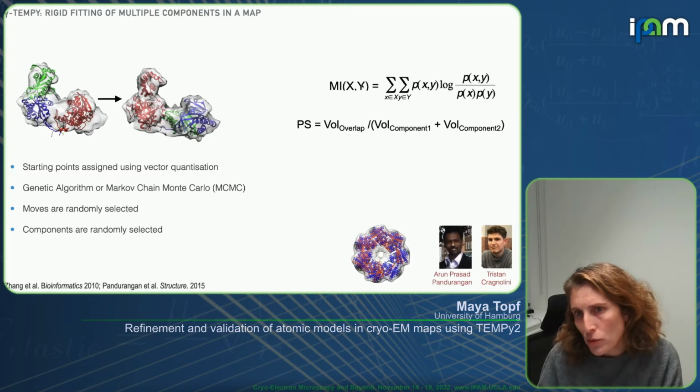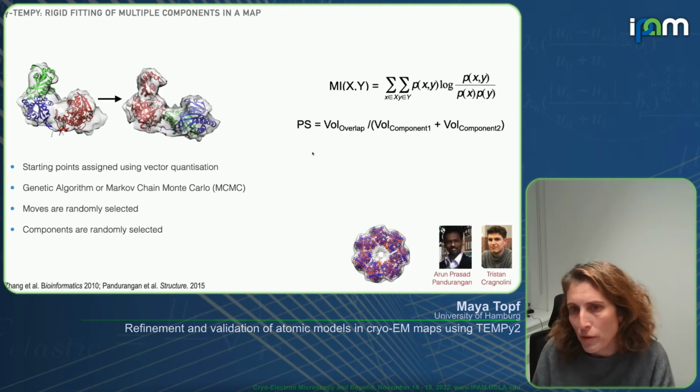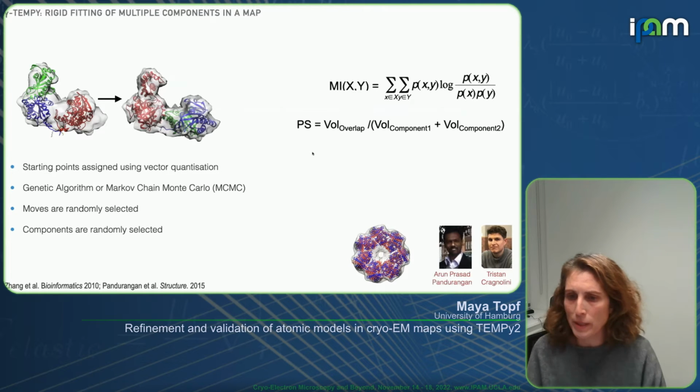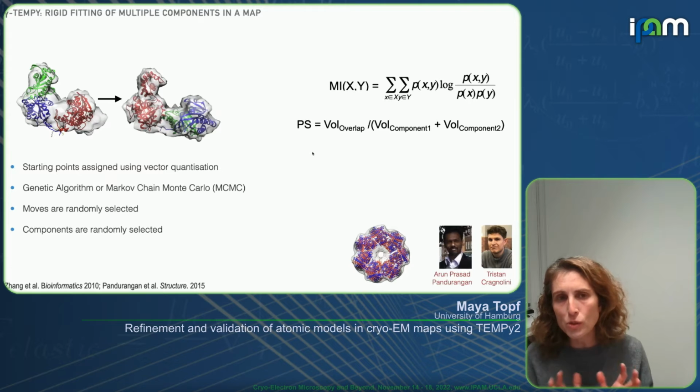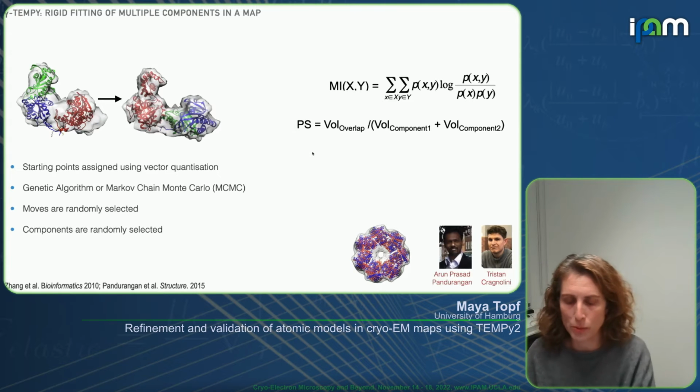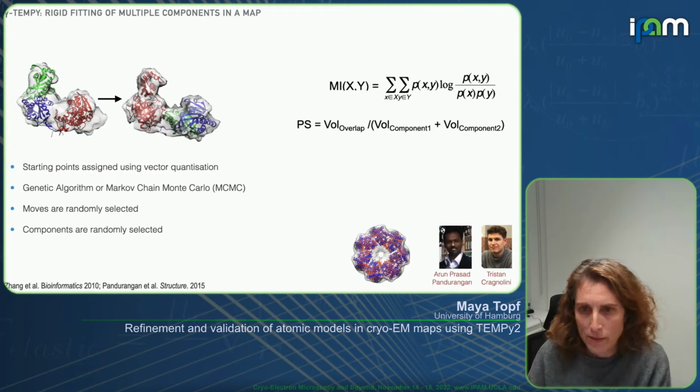Now, the scoring function that we found useful with TEMPy was the mutual information. However, we also use a penalty score to make sure that the components are not clashing with each other. Okay.